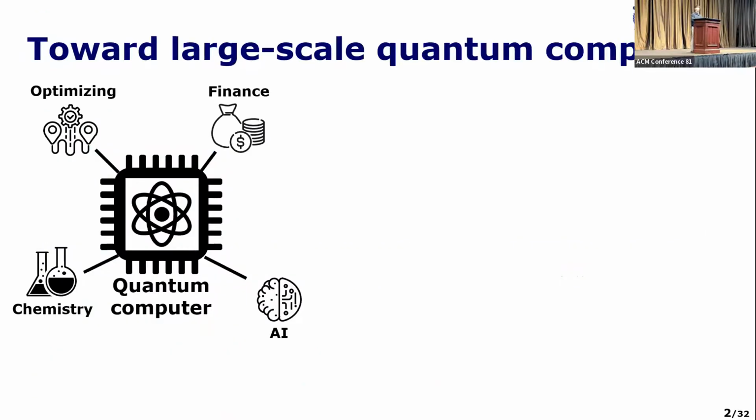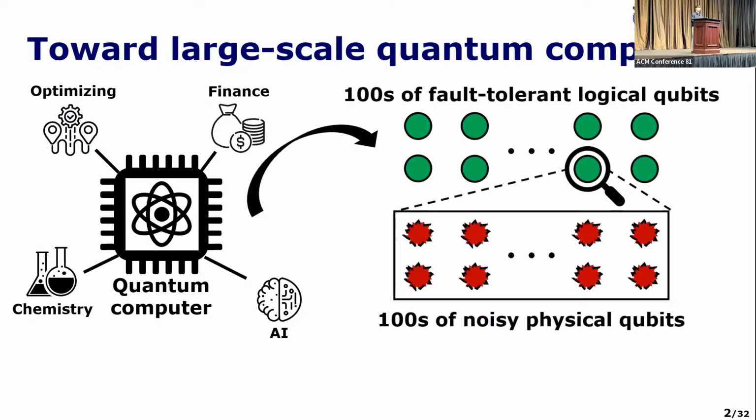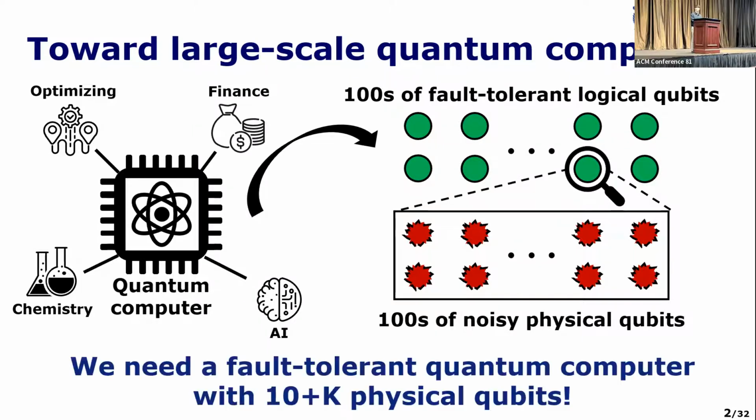Quantum computing is a new computing paradigm, which can innovate various areas with its quantum nature. However, to realize the potential, practical applications require hundreds of logical qubits, and we again need hundreds of noisy physical qubits to build one logical qubit. Therefore, we need a large-scale, fault-tolerant quantum computer with more than 10,000 physical qubits.